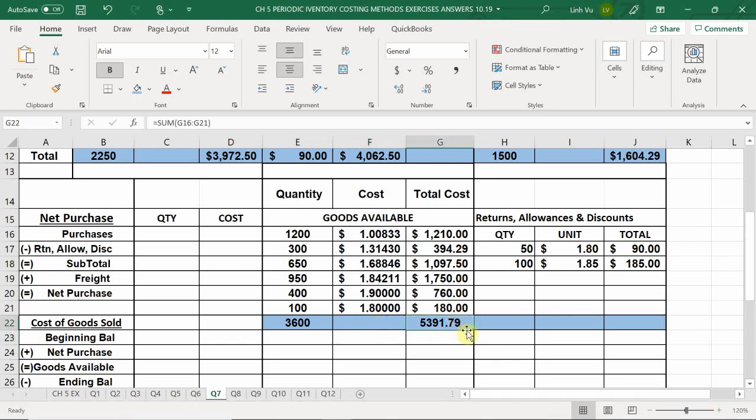All right. Okay. So then how many total items did I return? 150, right? 50 plus 100. Giving me a grand total refund of $275.